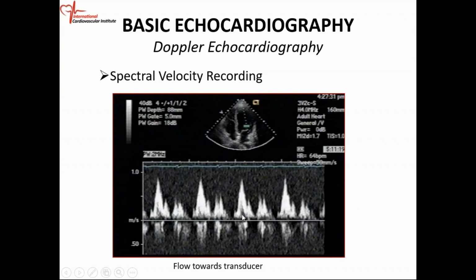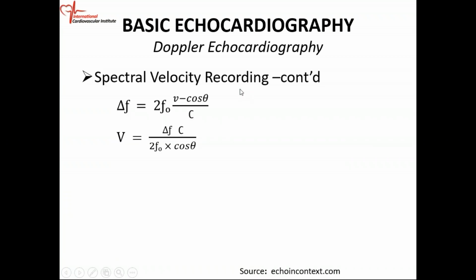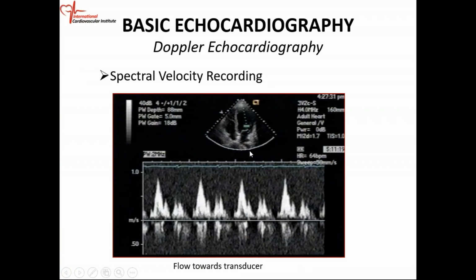As opposed to this scenario, you have your apical four-chamber view right here. Your transducer is still right there, and this symbol represents your transducer. Your cursor is right here. The sample volume is right at the tip of the mitral leaflet. You have blood flowing in diastole from the left atrium across the mitral valve and into the left ventricle.